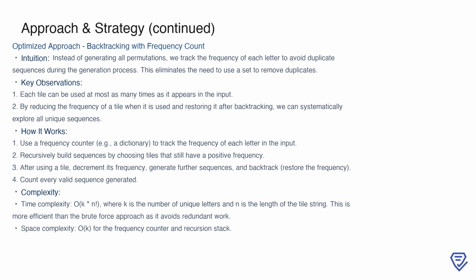Instead of generating all permutations and removing duplicates afterward, we prevent duplicates from being generated in the first place. The key insight here is that each tile can only be used as many times as it appears in the input. By keeping a frequency counter, such as a dictionary, we can track how many times each letter is available. As we recursively build sequences, we decrement the frequency of the chosen tile and restore it during backtracking. This systematic exploration ensures that we only generate unique sequences.